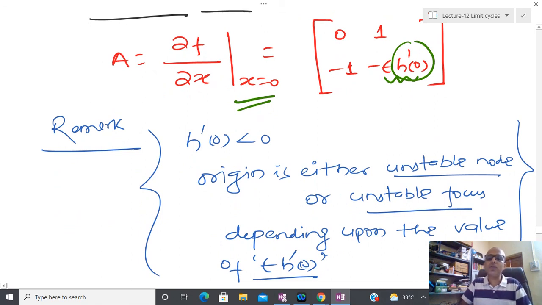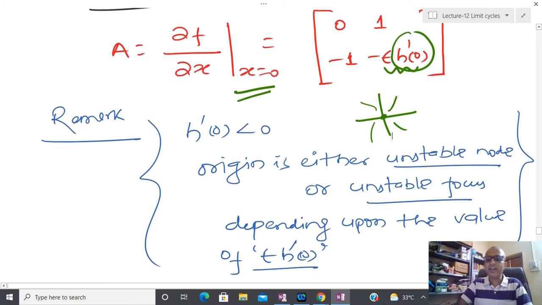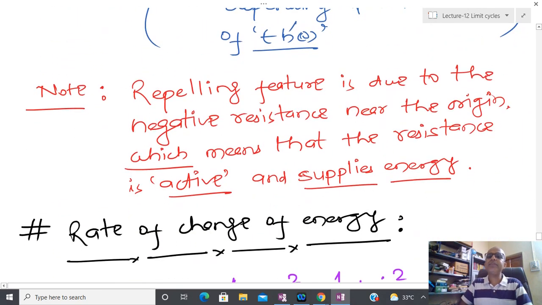Whether it is an unstable node or an unstable focus depends on epsilon multiplied with h dash 0. It is possible to show that the trajectory is not going to remain here. They will diverge either in the form of a node or in the form of a focus. So that is going to diverge from here. Now, what is the remark? The remark is that the repelling feature is due to the negative resistance near the origin. This kind of repelling feature comes because h dash 0 is negative. If that is positive, then this kind of behavior will not come.